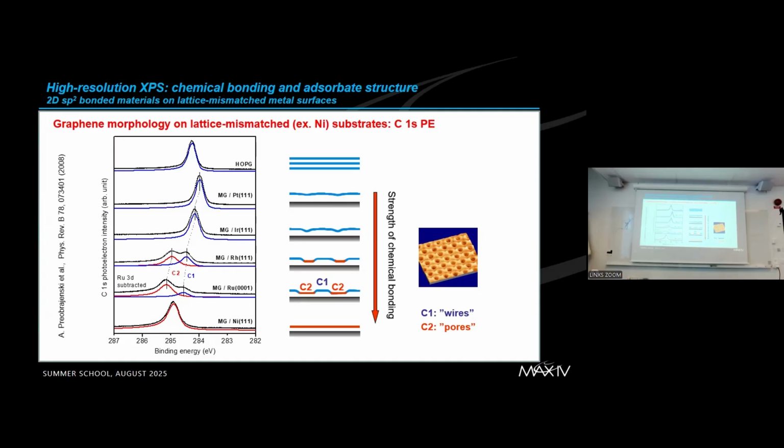And one can see that on nickel, for example, where the interaction is strong and the system is lattice matched, we have only one component corresponding to strong interaction.